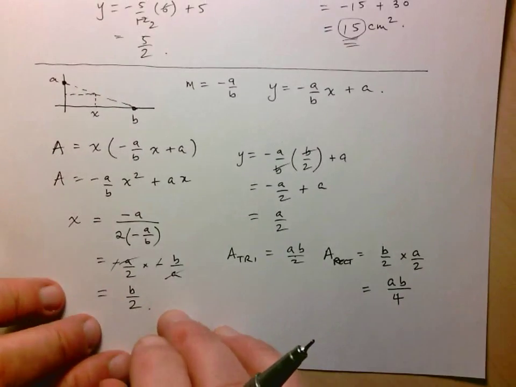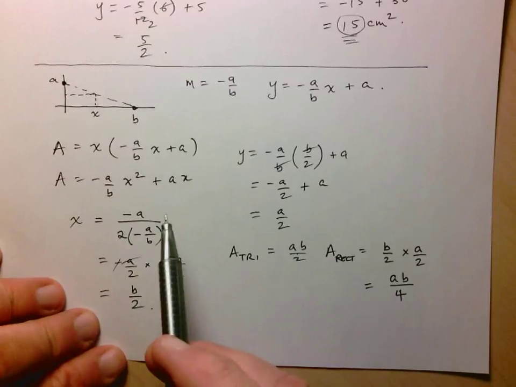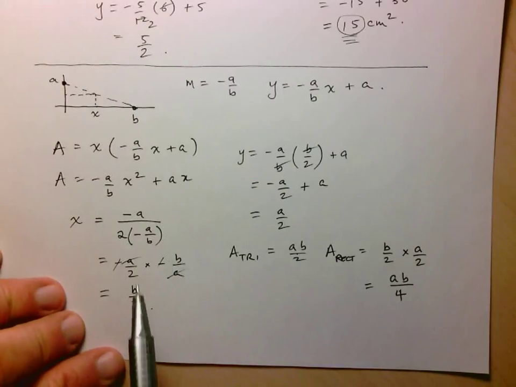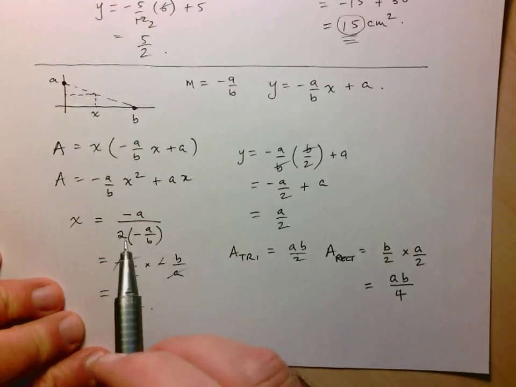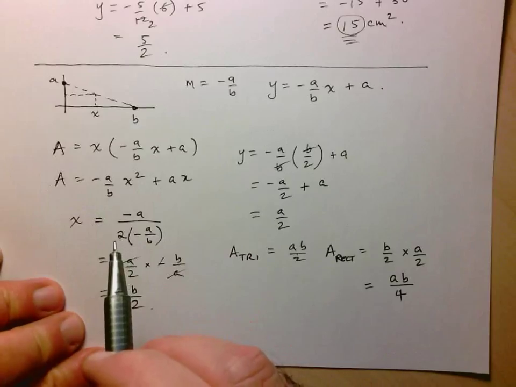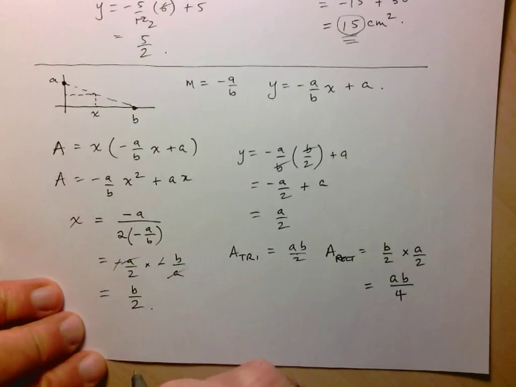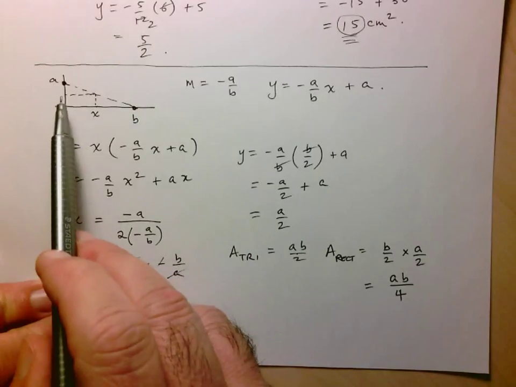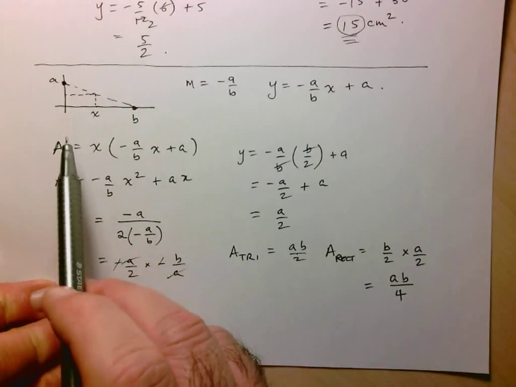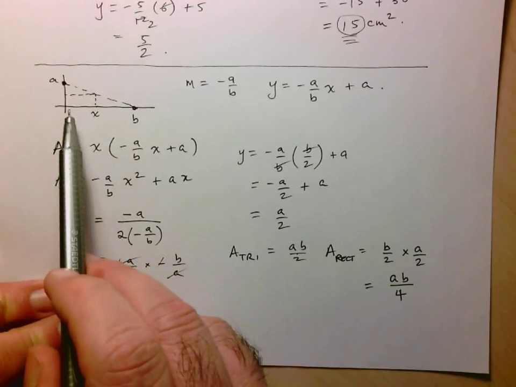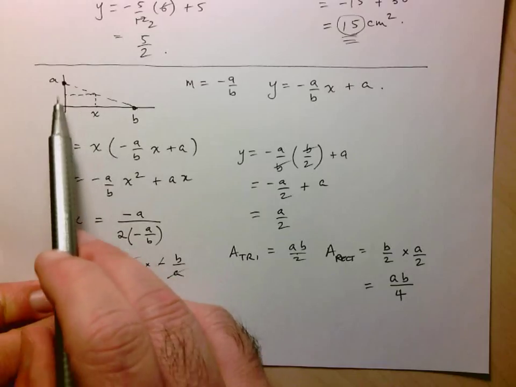Okay, so this not only gives us a conjecture as to the result when we're maximizing the area of a rectangle inscribed in a right angle triangle, it actually proves it. Okay, so that rectangle will be exactly half the area of the triangle, okay, and its dimensions will be exactly half those dimensions.